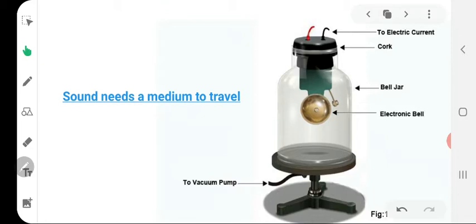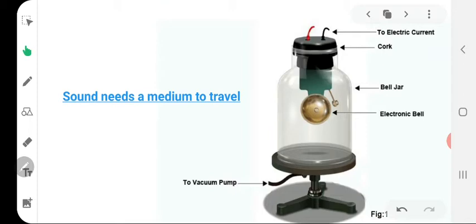So now let the air be removed from the jar with the help of this vacuum pump. What shall be our observation? We shall observe that loudness of the sound slowly decreases as the air is removed. Gradually the loudness of sound will go on decreasing. Ultimately, what should happen? Finally, no sound is heard when there is no air in the jar.